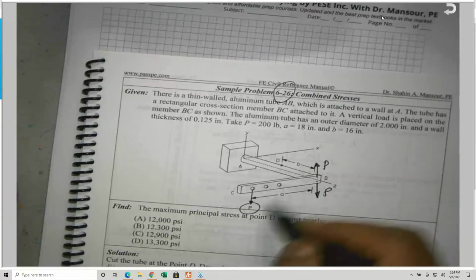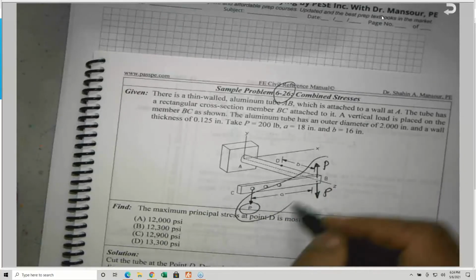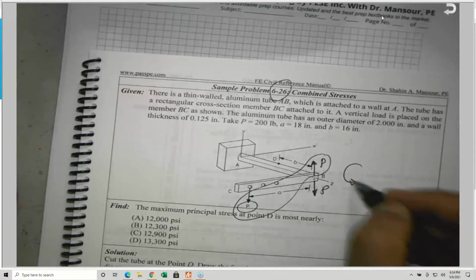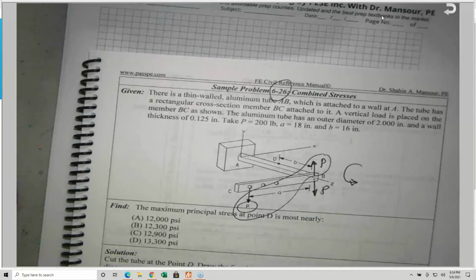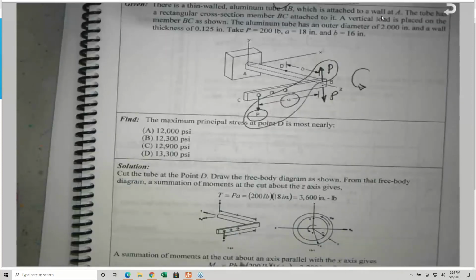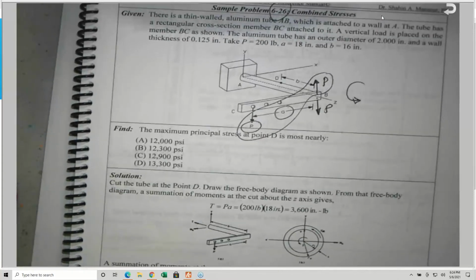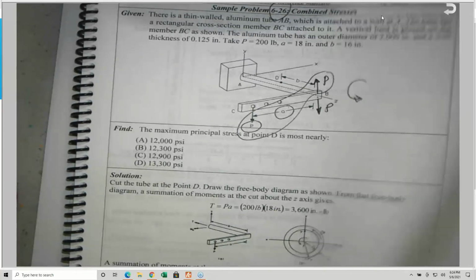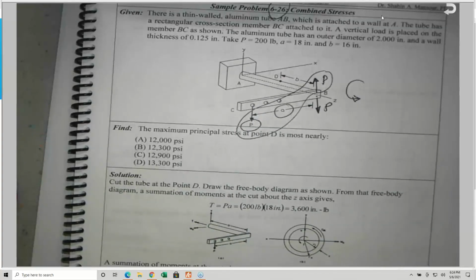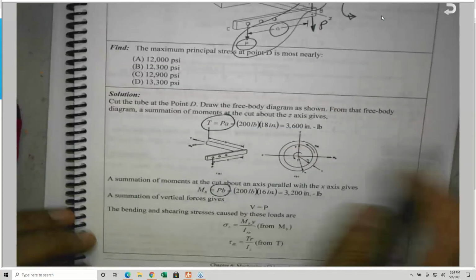This P and this P, two forces of equal magnitude and opposite direction, is going to create what? Torque, which is the torsion in this case. So the torsion is equal P times A. Here it is. Where is the torque? Here it is in front of me, but I missed it. Sorry. Okay, torque T is equal P times A.